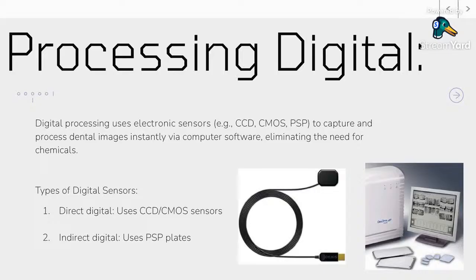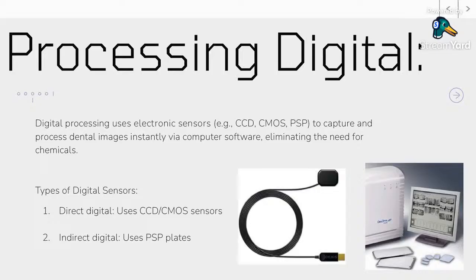Types of digital sensors. There is a direct digital sensor and there is an indirect. Direct means the first picture that you can see, that I've added, with so much wire. This is basically the one that uses CCD and CMOS sensors. You connect it with the laptop that has software in it, and this black box is the sensor itself. Then there is indirect digital that uses PSP plates, the phosphor plates. You take an exposure on a sensor and you put it in a sensor reader, and then it reads it and transfers it to the computer.